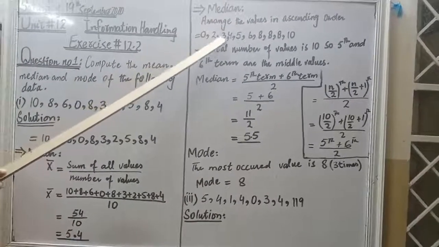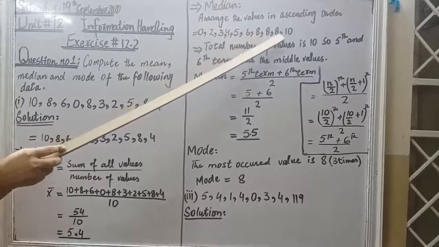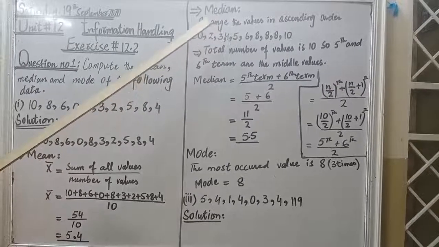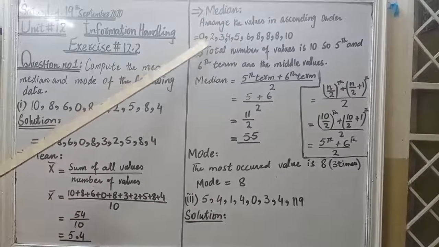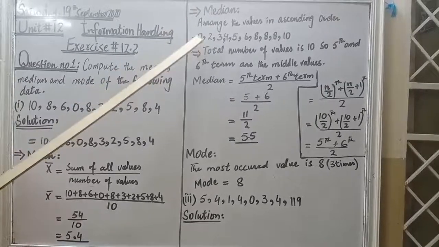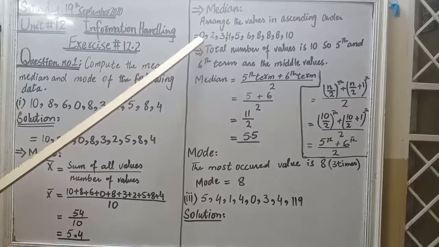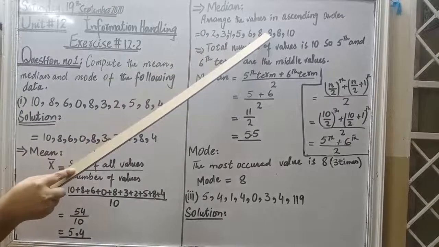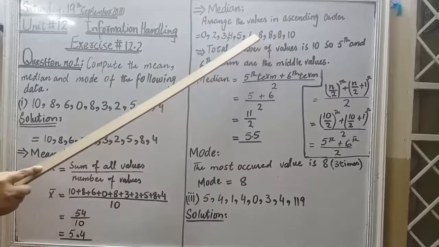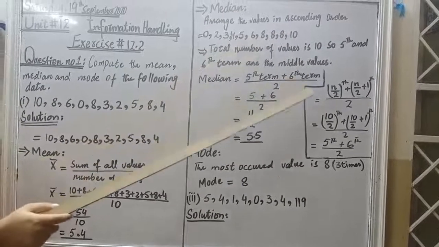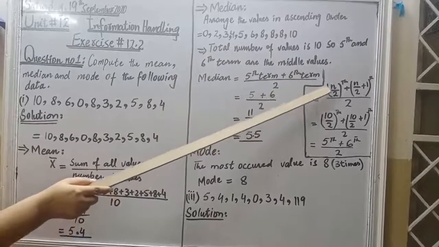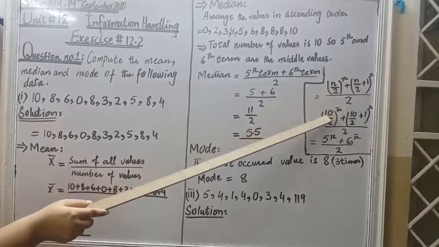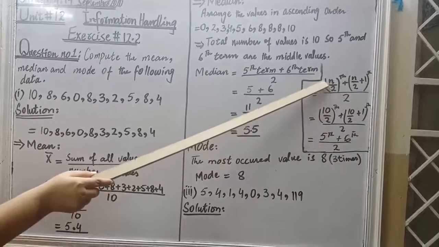So 0, 2, 3, 4, 5, 6, 8, 8, 8, 10. Ascending order means from smaller to greater values. Now for this we use the formula for finding the median when the data given is in even numbers: 1, 2, 3, 4, 5, 6, 7, 8, 9, 10. The count 10 is an even number. So by using the formula for even numbers, the n/2 term plus the (n/2 + 1) term, divided by 2. Here n represents the number of values.